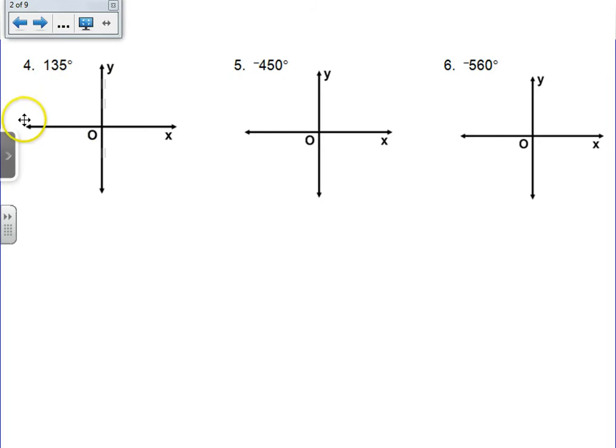Yeah, over here in 2. So this is 180. That would be too far. 135 would be like right here. And then remember, you have to show me your indication of what direction you traveled. So he's 135 degrees.